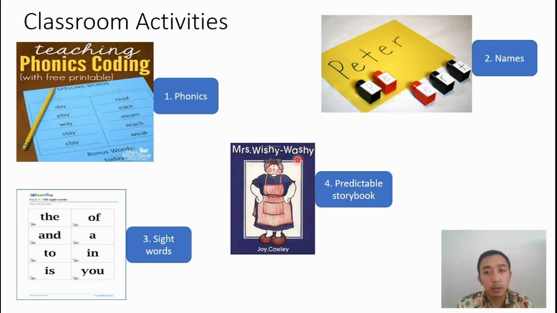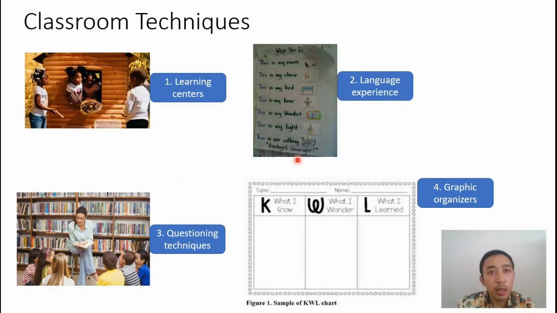We can use predictable story. The other one's also possible, but this is the common one. And the next one is the classroom techniques. The techniques of teaching reading to young learners, sometimes we can also use the learning centers.